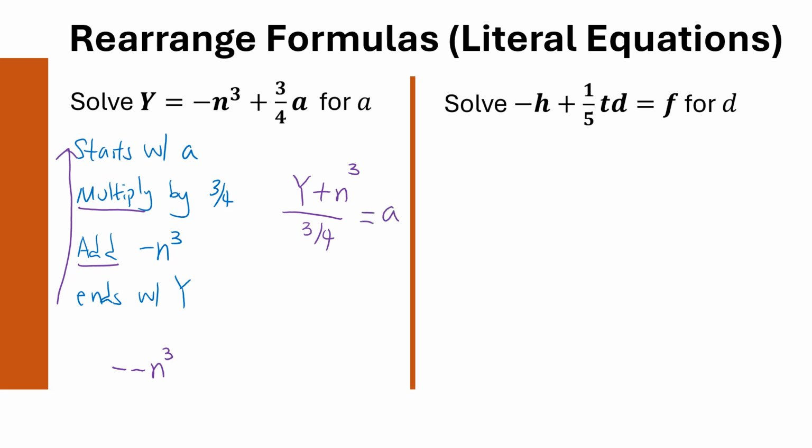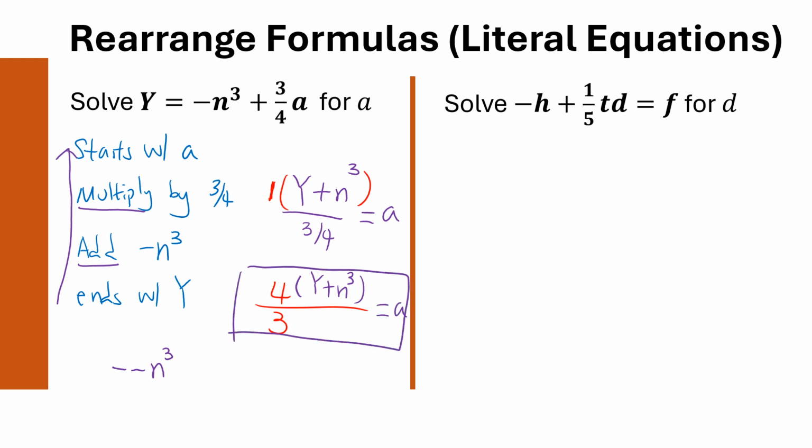So to remove the fraction in the denominator, there's an invisible 1 on the numerator. So you're going to put parentheses around it and put 1 in front. And then you're going to do 1 divided by 3/4, which is the same thing as 4 over 3. And then just bring everything else down. So you have y plus n to the third power in the numerator. And that's the equation for the value of a. So let's try another one.